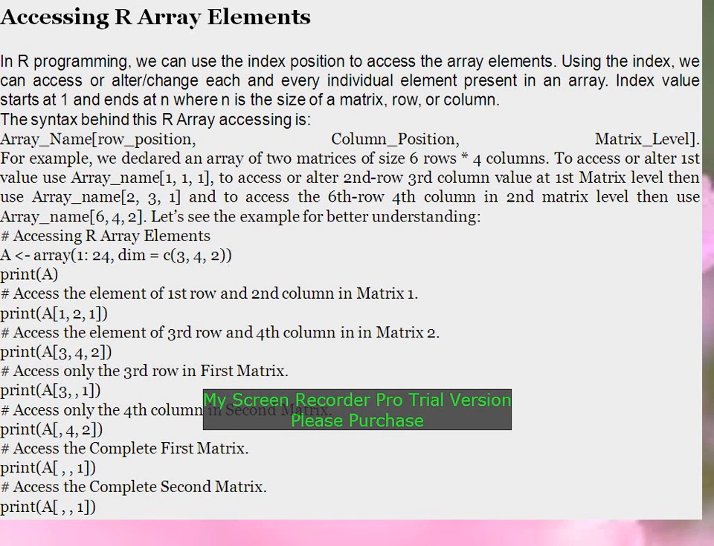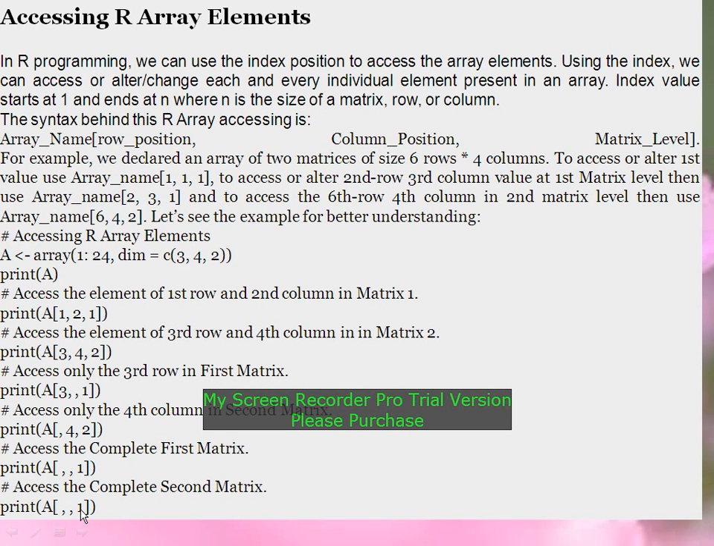Access only the third row in the first matrix. Access only the fourth column in the second matrix. Leave the row position as empty. Access the complete first matrix: leave both row and column as empty and 1. Access the complete second matrix.